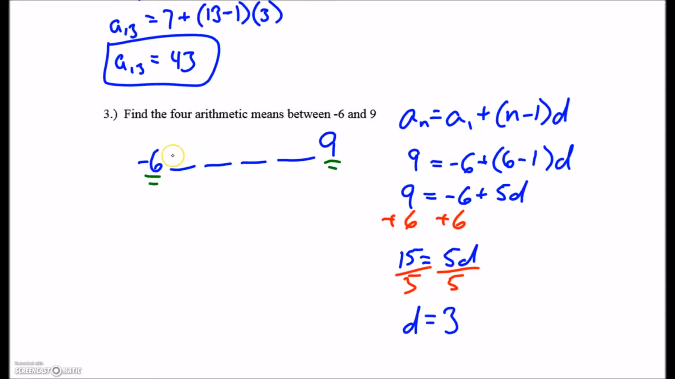And so I do the negative 6 plus 3 is a negative 3, plus 3 is a 0, plus 3 is a 3, plus 3 is a 6. And then add the 3 one more time. It gives me a 9. And what that does is it confirms that I have the correct answer here. Okay?